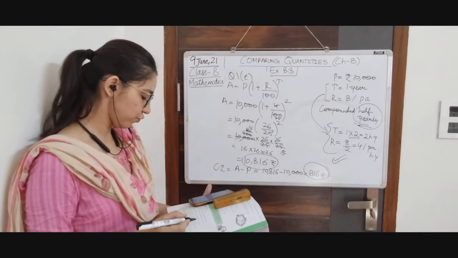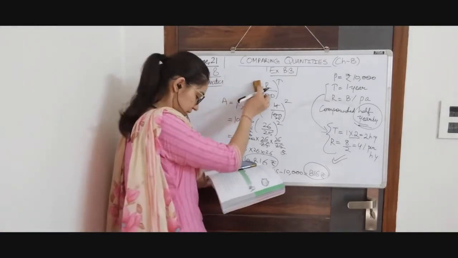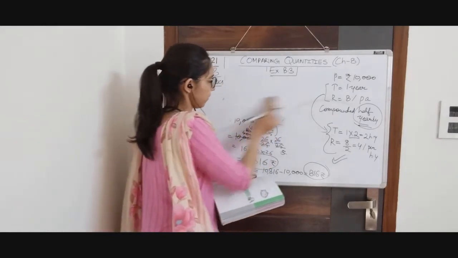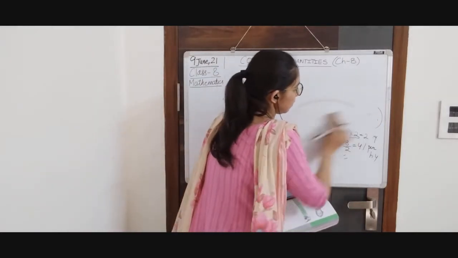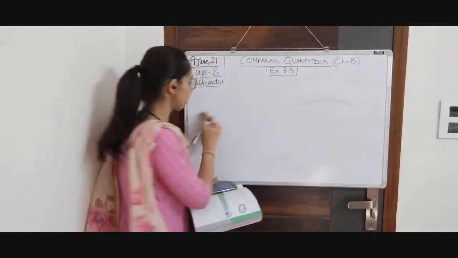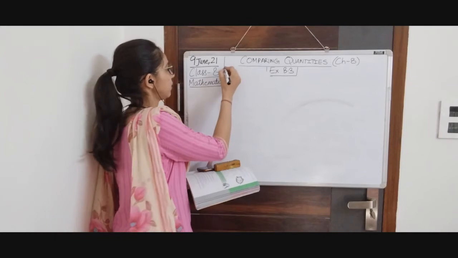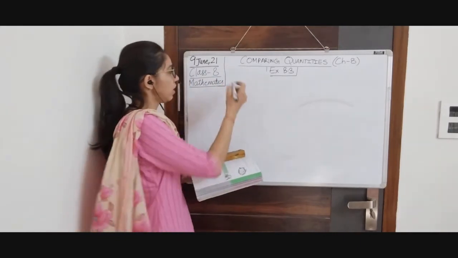Now we can move to question number 2. We will check compounded yearly. First thing we have to check in compound interest question is whether it is compounded yearly, compounded half yearly, or something else. It means we have to check the conversion time.